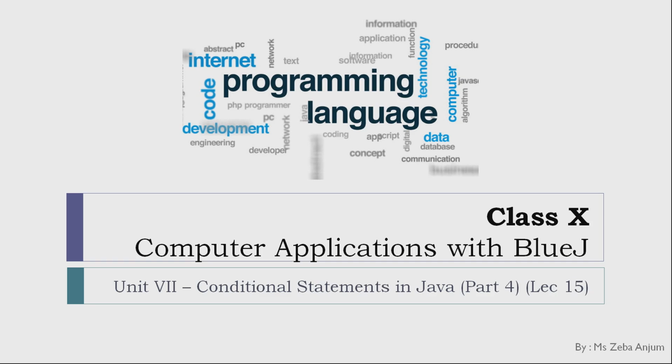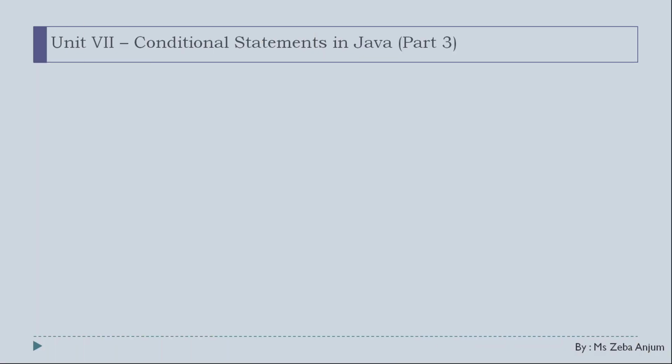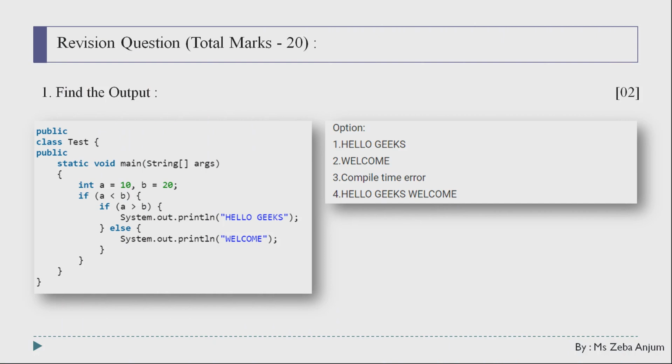And today in this video we are going to see our programming questions of unit number 7, that is conditional statements in Java, and this is your part 4. So students, before directly jumping on to your exercise portion, we are going to have a revision test, and then afterwards you will be getting your exercise questions. Your revision test is of 20 marks in total, and these are the questions.